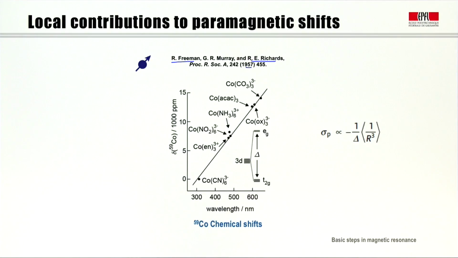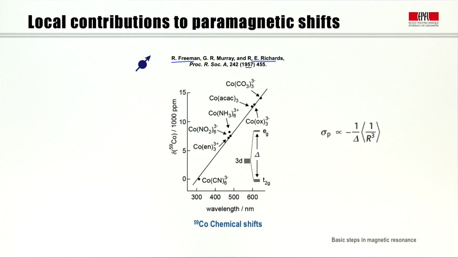Now, what these people did, they knew that cobalt complexes, for example here, with the nitrile group or the ethylenediamine or the ammonium and all the others, have different colors and different optical transitions. And these optical transitions are due to the crystal field splitting between the so-called T2g orbitals and the eg orbitals in the cobalt complex, which in these cases is always in an octahedral environment.